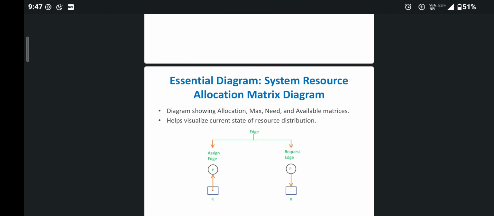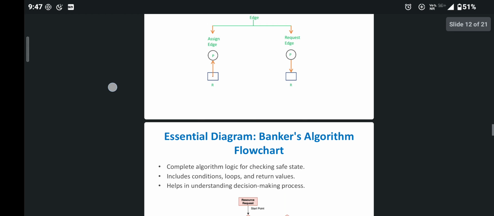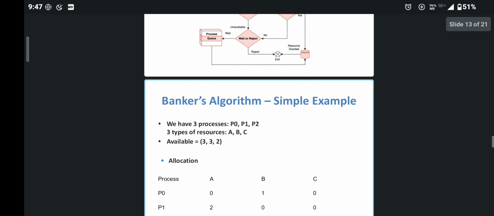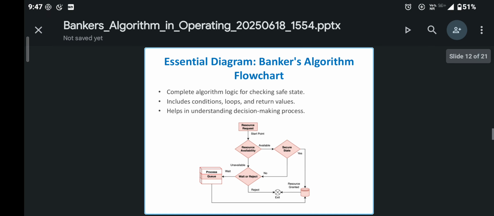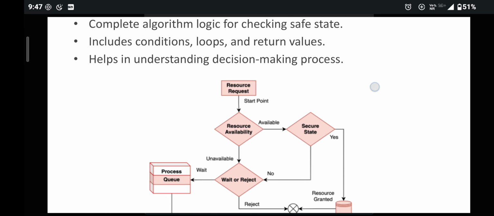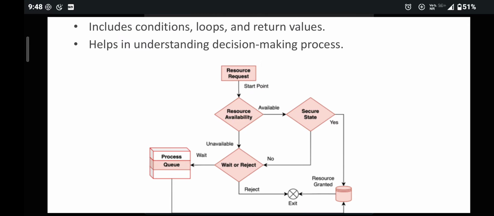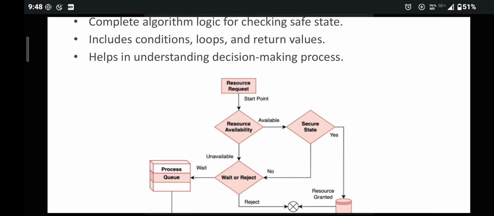You can also learn the diagram. This is the important Banker's algorithm flowchart. So there was a resource, which goes down, and here, resource availability. If the resource is available, then it goes to secure state. If not, then it goes to wait or rejected.